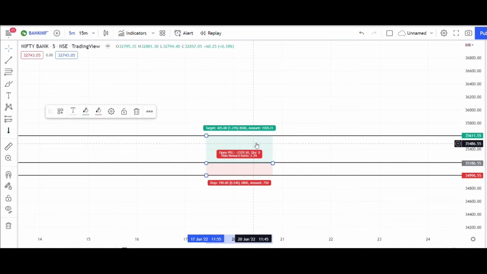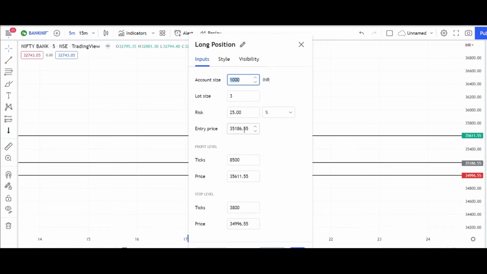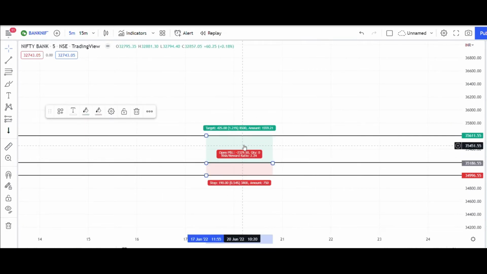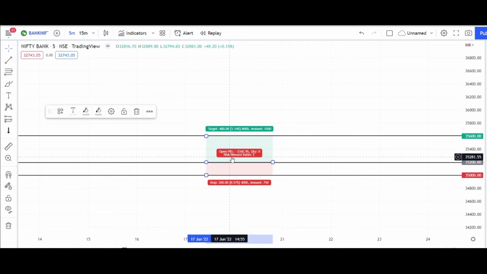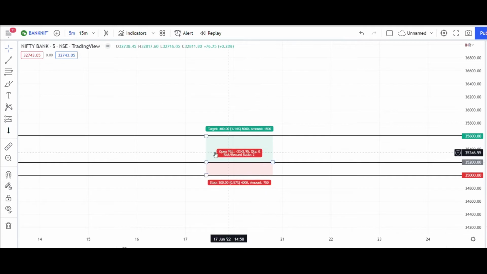Instead of doing this manually, if you click here and use this setting, you can open the settings, or if you just double click on this, you can also open the settings. This is showing you the entry price. We are entering at 35,200 as your entry. The profit level is where you can book, so 35,600 is your booking, and 35,000 is your stop loss. This will give you a risk reward ratio of 2. So this is how you use the long position.